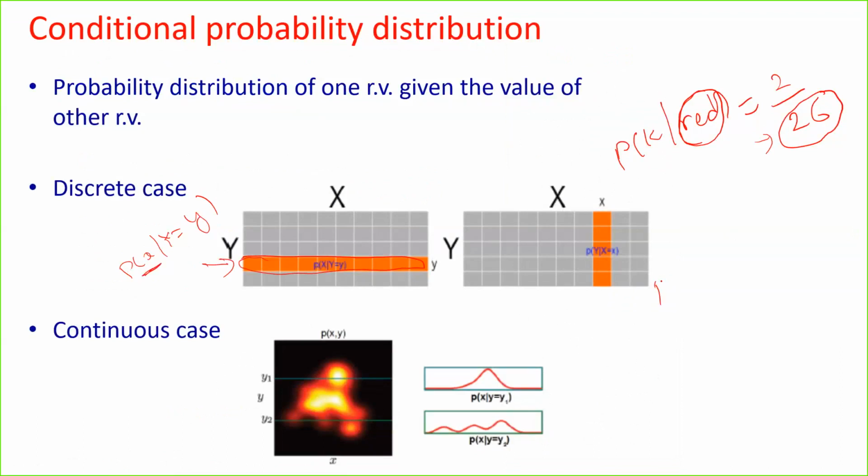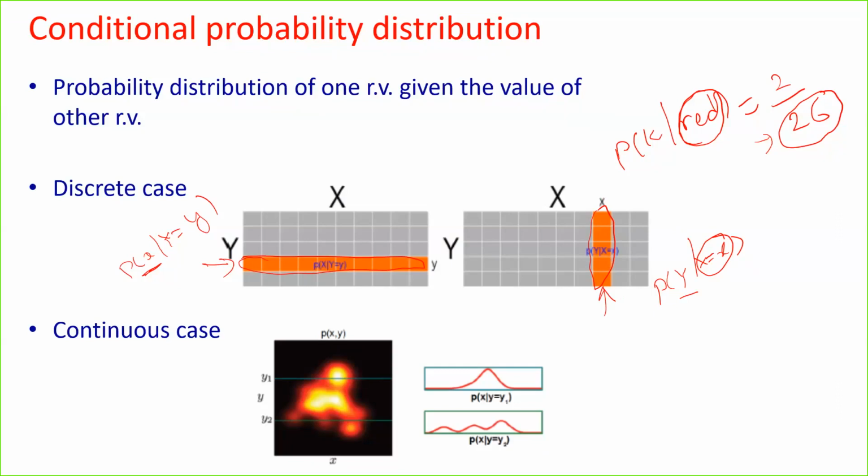Similarly, when you ask a question, what is the probability of y given x equivalent to x, you're just looking for the column where this condition matches, and then you're exploring that space, estimating the probability of y within that column, right? So what does it mean for the continuous case?